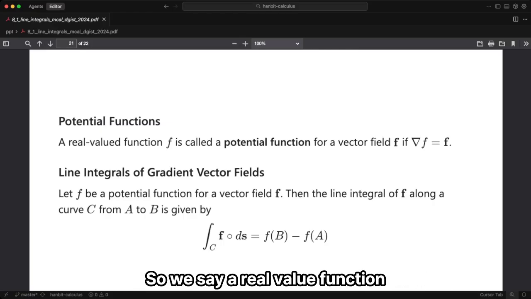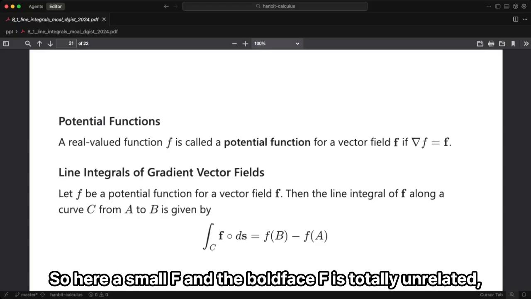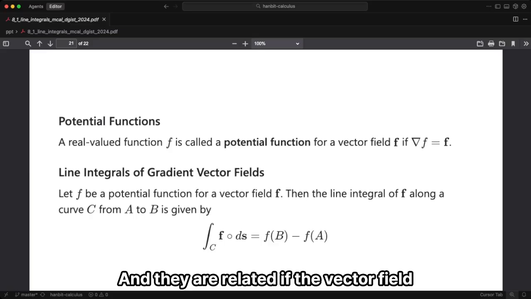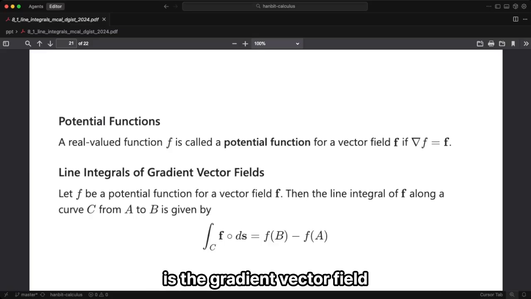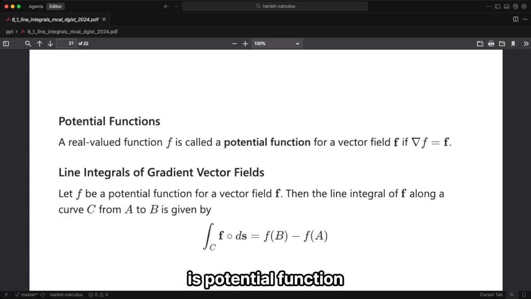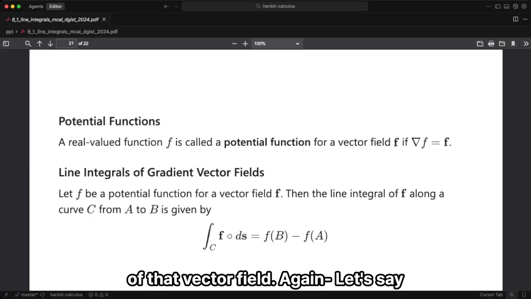We say a real valued function is a potential function for a vector field F. Here, the small f and the boldface F are totally unrelated. They are just two different objects, a function and a vector field. They are related if the vector field is the gradient vector field of the given real valued function. And we say this real valued function is a potential function of that vector field.